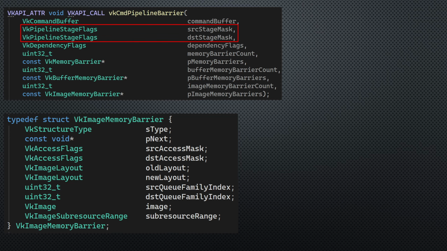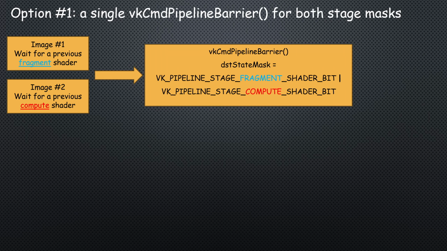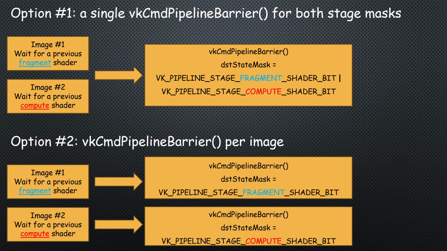The problem is that the source and destination stage masks are specified in the API level, while the image and the access masks are specified at the level of the image barrier structure. This means that if we need to synchronize 2 images at 2 different pipeline locations, we basically have 2 options. We can submit a single vkCmdPipelineBarrier call for the 2 images and combine the stage masks using a bitwise OR of the 2 stage bits, or we can submit one barrier call for each image with its specific stage mask. Both options are bad for performance.